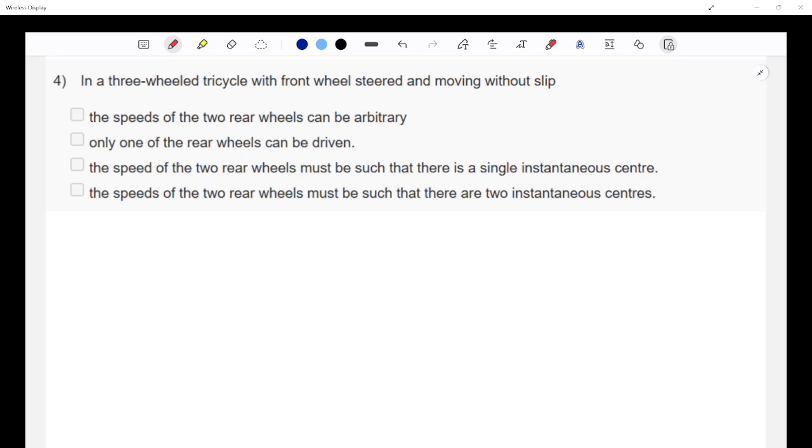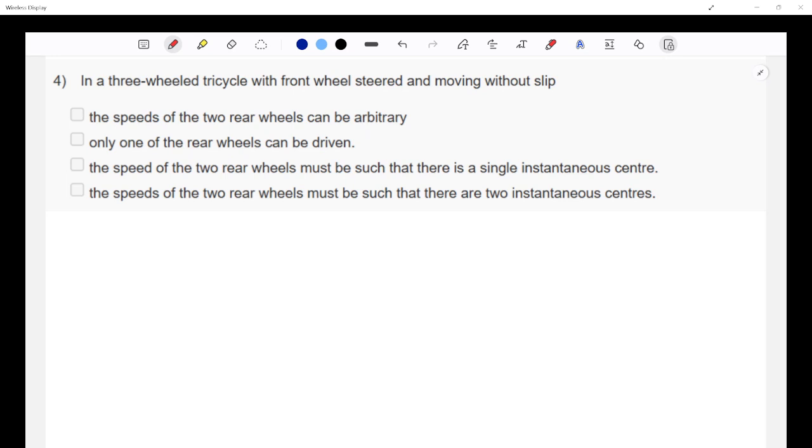Okay, in the fourth question, we have a three-wheeled tricycle with front wheels steered and moving without slip. The speeds of the two rear wheels can be arbitrary. Only one of the rear wheels can be driven. The speeds of the two rear wheels must be such that there is a single instantaneous center, and the speeds of the two rear wheels must be such that there are two instantaneous centers.